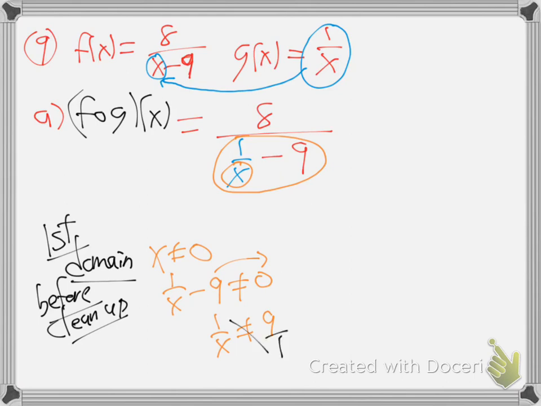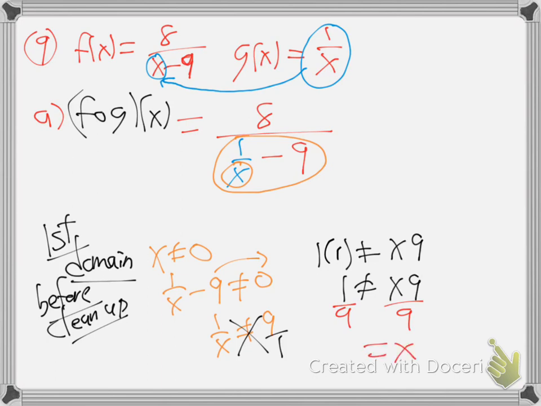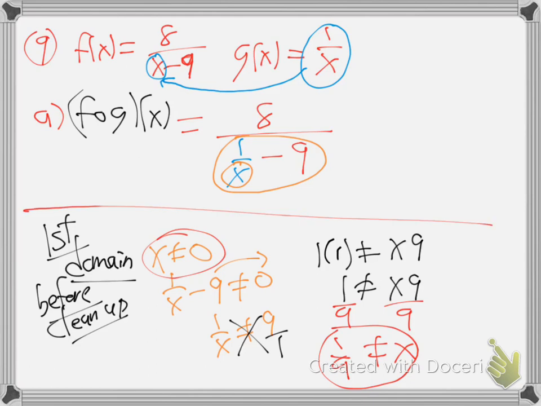Put this over 1, diagonal, diagonal. So 1 times 1 cannot equal x times 9. 1 cannot equal x times 9. Last step, divide by 9. X cannot equal 1/9. So x cannot be 0. X cannot be 1/9. There's the domain issue.